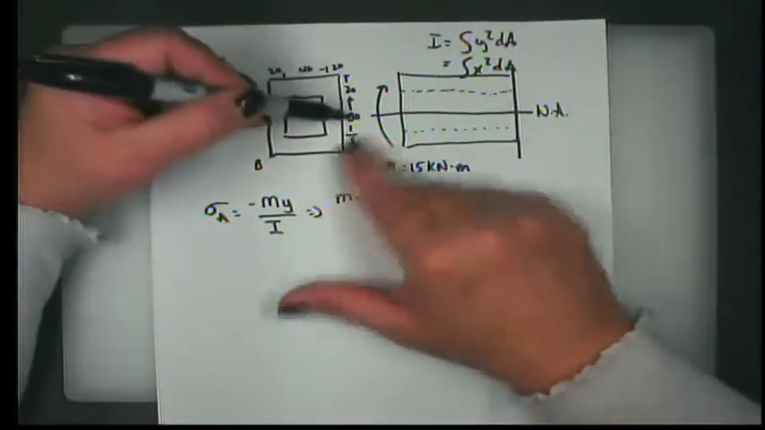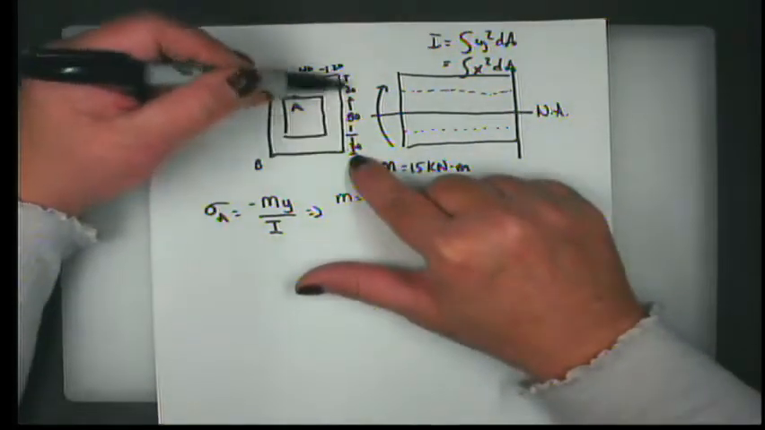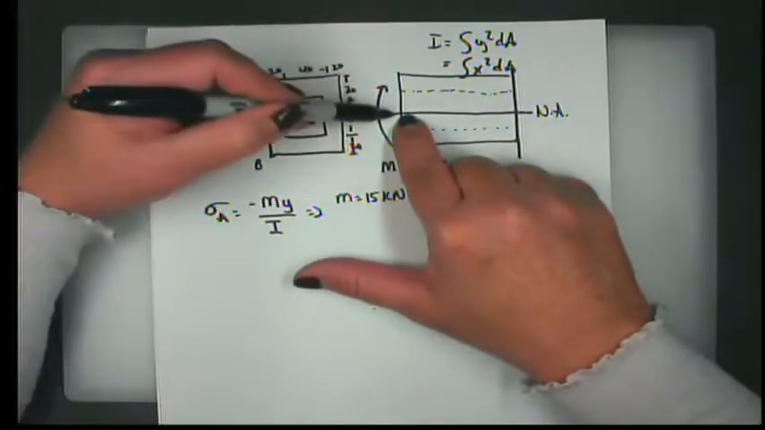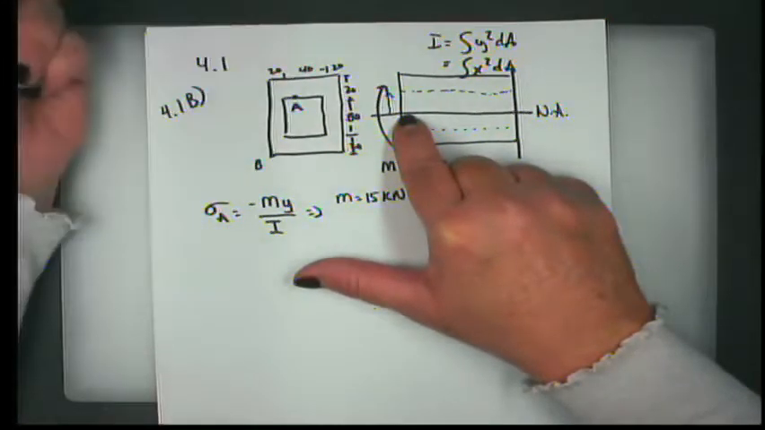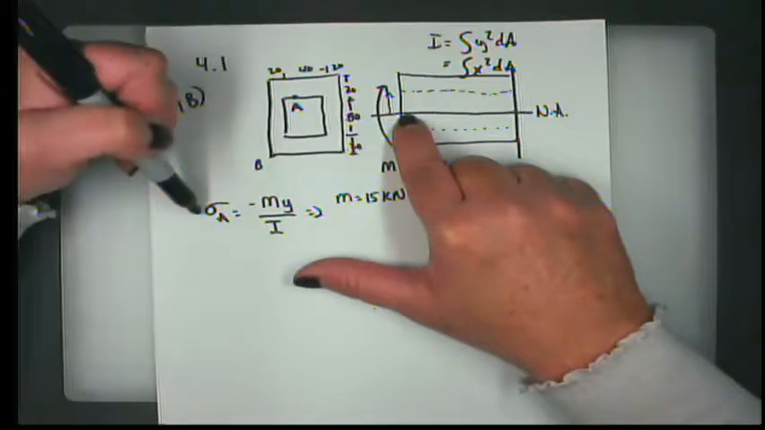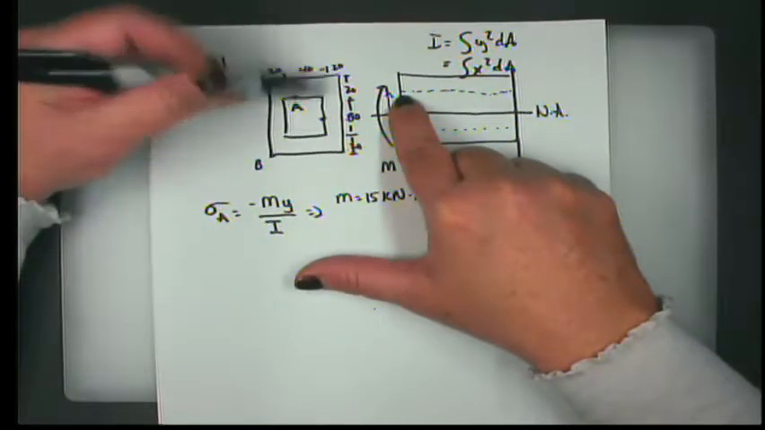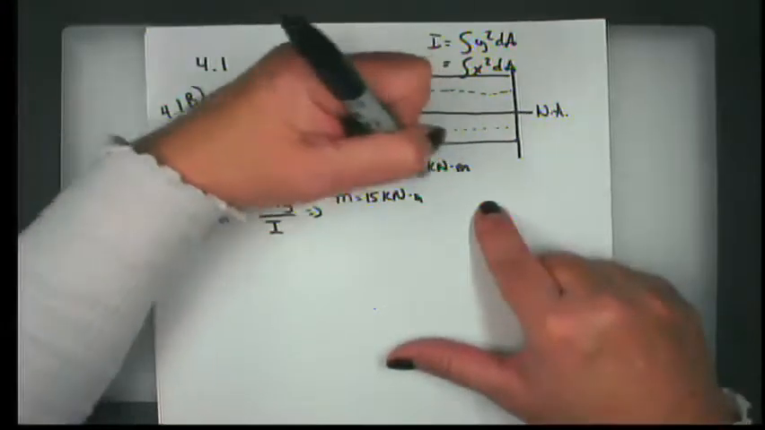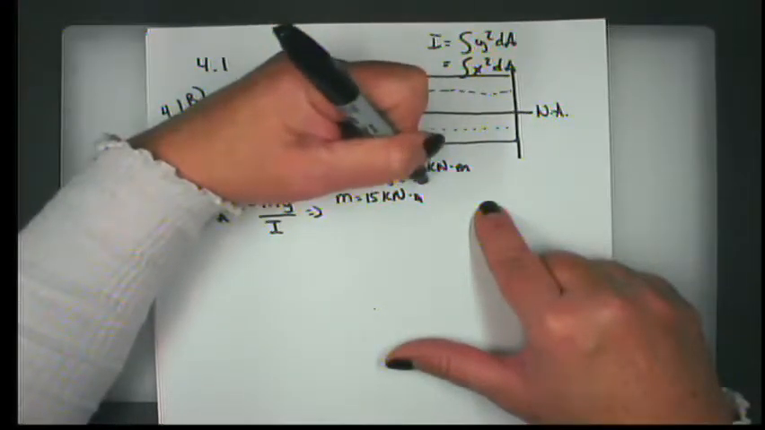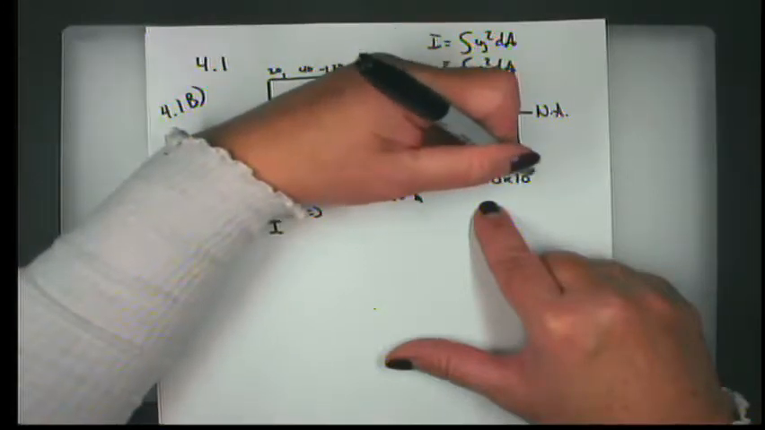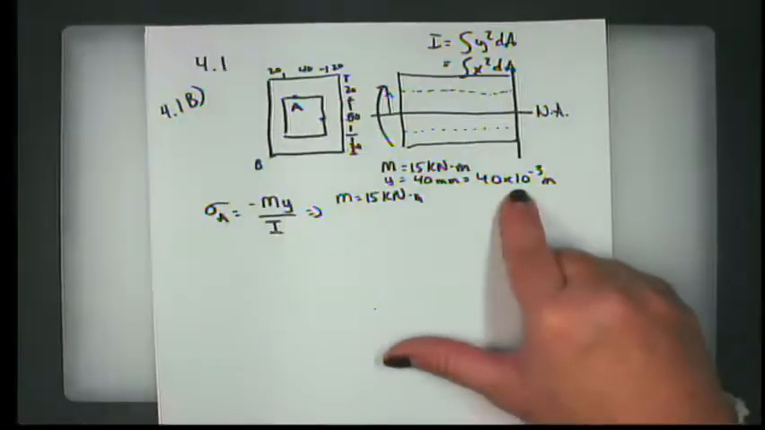Okay, so if this is 80 and 20 and 20, the distance from my neutral axis, which is the y that I'm talking about, because the stress at the neutral axis is equal to 0, my distance is from here to here, which is going to be 40 millimeters, which is 40 times 10 to the negative third meters.